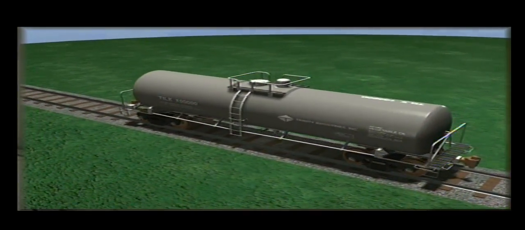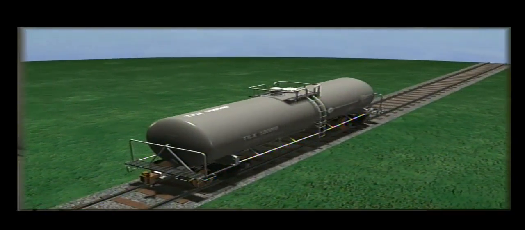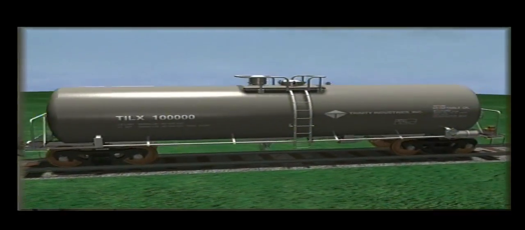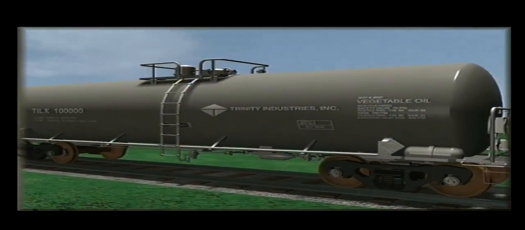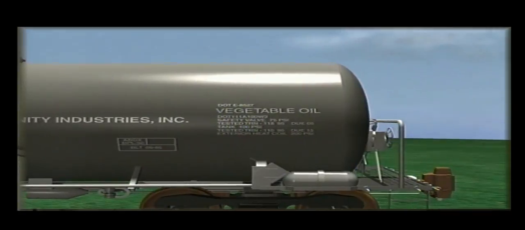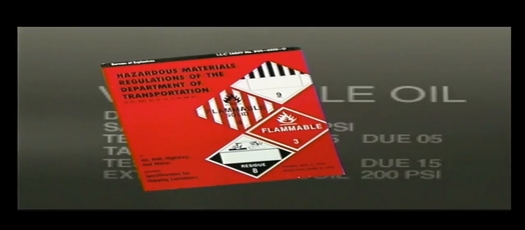This presentation will not make you an expert on tank cars, but will give you a general understanding of tank cars and their components. To begin, let's look at how to identify a tank car. Each tank car is stenciled with a car classification, which tells us many things about the car. For additional information, you can refer to the Code of Federal Regulations, as well as the Association of American Railroads Manual of Standards and Recommended Practices.